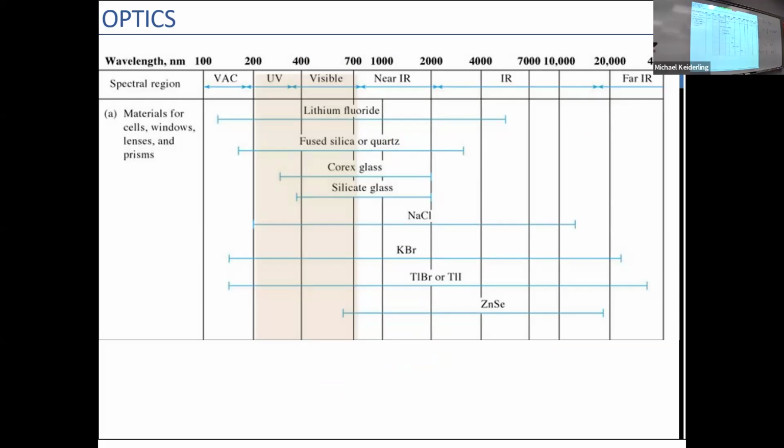So here are some example options for optics. Lithium fluoride covers a nice big range here. Materials for cells, windows, lenses, prisms. Fused silica or quartz goes through UV through into the near IR. Corex glass, silicate glass. Sodium chloride is good through UV through down into the IR. Potassium bromide is good in here. I'm not sure what that would have been. Zinc. These are just different materials.